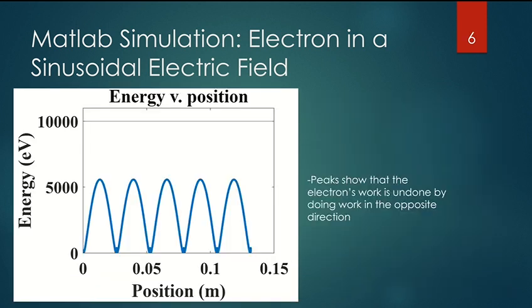This is again demonstrated in the energy versus position graph, where it's not even reaching the 10,000 eV because it starts off going in phase with the electric field up to a little over 5,000 eV. When the electric field changes direction, the electron's work is undone by going in the opposite direction, because it is doing so in the exact same magnitude, simply repeating this process over and over again. This shows the differences between a sinusoidal electric field and a constant one when dealing with an electron between two charged plates.